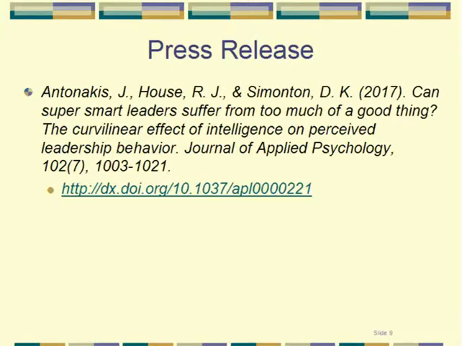Let's now look at a fun example of a press release. Here we have a paper published in 2017 in the Journal of Applied Psychology, which is an APA journal. The title is "Can Supersmart Leaders Suffer from Too Much of a Good Thing? The Curvilinear Effect of Intelligence on Perceived Leadership Behavior." Now, we can understand a bit what this paper is all about, but in order to understand better, we need to look at the abstract.